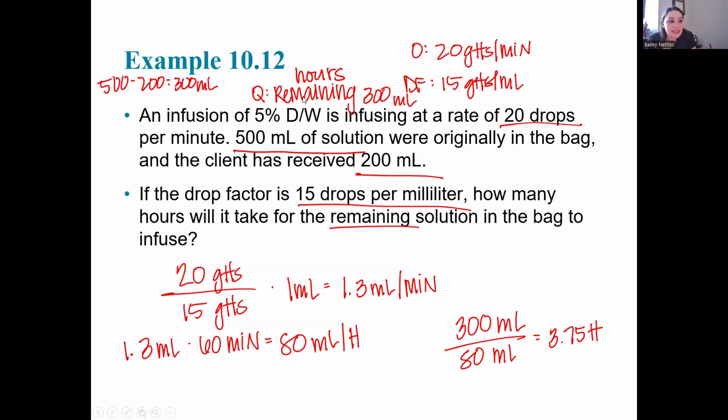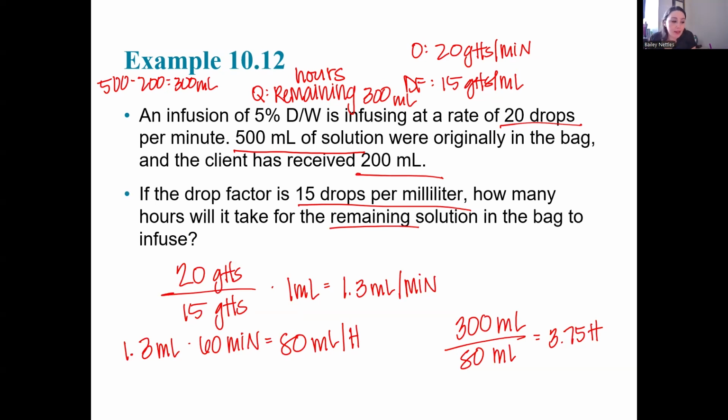The question is asking for the remaining 300 milliliters in hours. Where did I get 300 from? I subtracted 200 from 500, which is 300. So it's asking how long in hours will it take to infuse this 300 milliliters? So first we have to figure out, we don't have any hours to even go on. We don't have a milliliters per hour to go on. So we've got to find a milliliter per hour, and then we can figure out the rest after that.